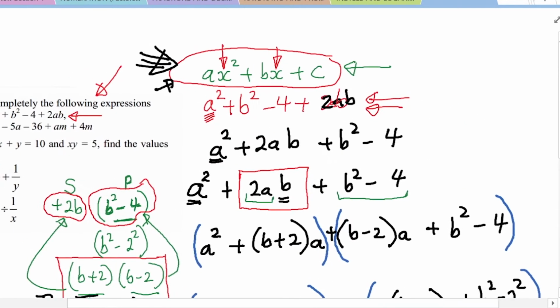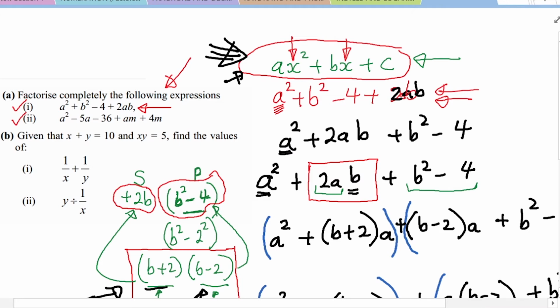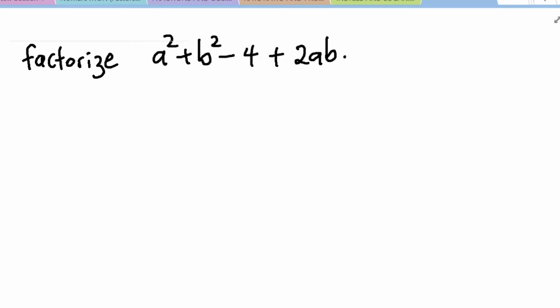We have factorized that. Now let me do it another way. And this other way of doing it, I'm going to use the quadratic formula. So let's use another approach, using what we call the bulldozer method. But let's not forget that the general expression for a quadratic equation is given by ax squared plus bx plus c.